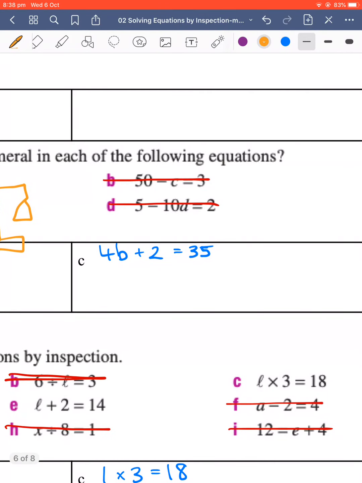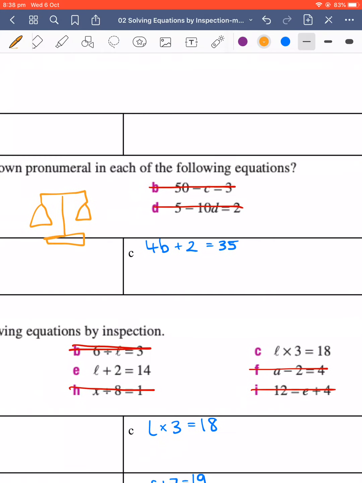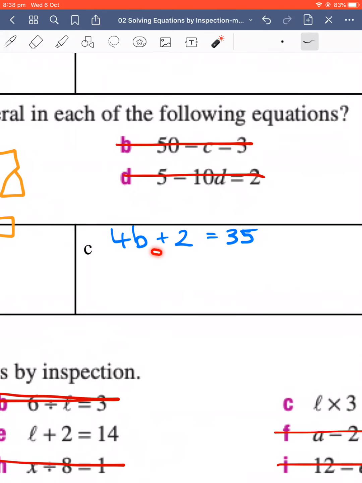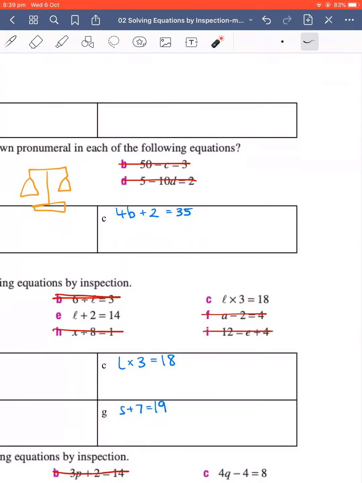Next one, I've got 4b plus 2 is 35. So I'm going to use a little bit of that balance method again, but it does help you when you're doing these types of things. If I've got 2 over here, but I want to get the b by itself, I take away 2 on one side and on the other. As long as what you do to one side, you do to the other. So 35 minus 2, I end up with 33. Okay, so now I've got 4b equals 33. Bit of a weird number, but don't worry, we'll get there.